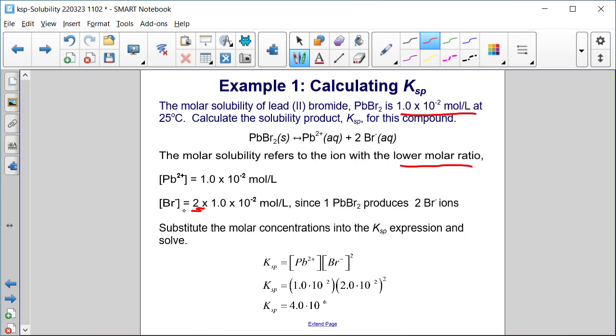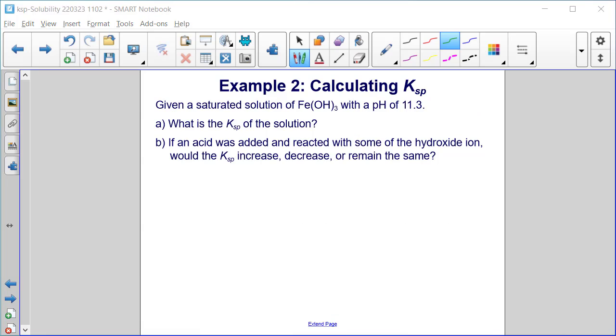Then we can substitute the molar concentrations into the KSP expression, which is just the concentration of the lead 2 plus ion, 1 times 10 to the minus 2, times the concentration of the Br minus ion, 2 times 10 to the minus 2, squared. Remember, we need to include the coefficient in our KSP expression as an exponent. We get a KSP equal to 4.0 times 10 to the minus 6.